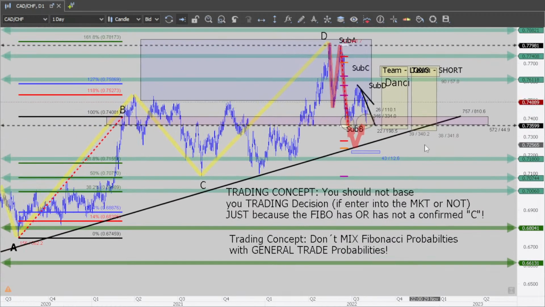Congratulations to you, everybody. If you can grasp and understand from this lesson that you don't need to stay out of the market, the market is always presenting us opportunities to enter.